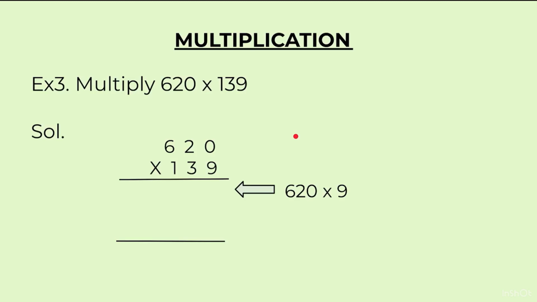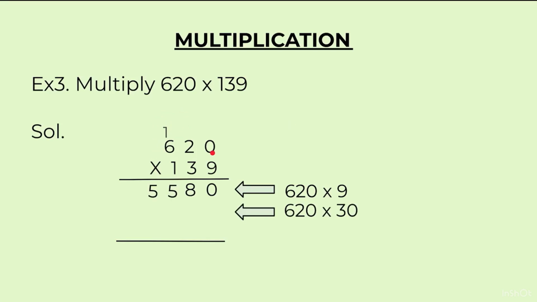Example 3. Multiply 620 by 139. So first thing we'll do is multiply 9 with the number 620 and write it in the first line. 9 zeros are 0. Be careful with 9 zeros are. 9 twos are 18, 1 at the top, 8 at the bottom. 9 sixes are 54 plus 1, 55.